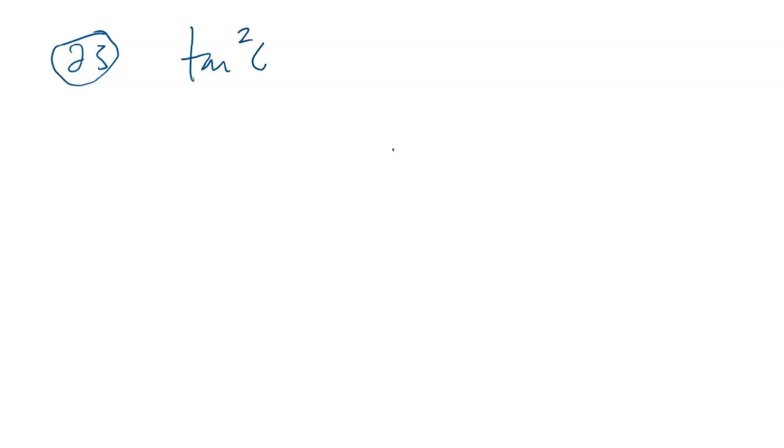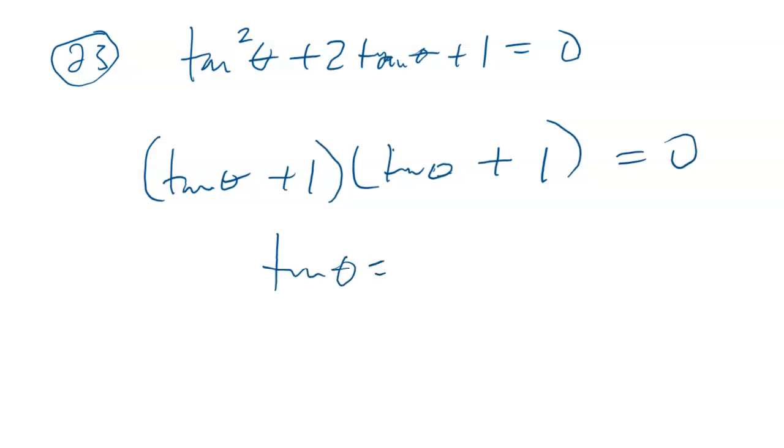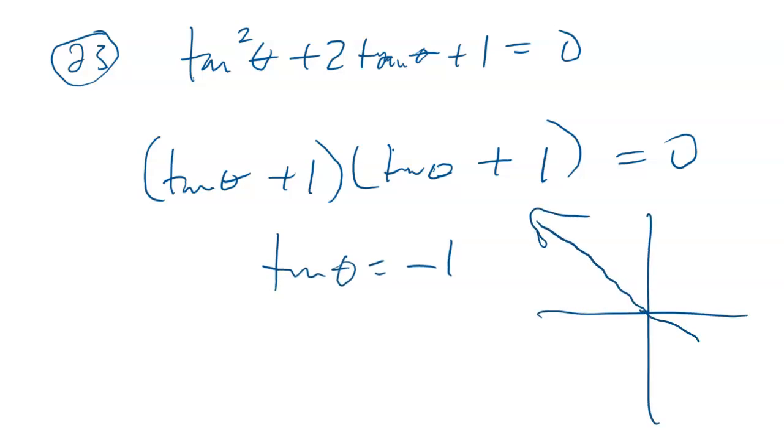Tangent squared theta plus 2 tangent theta plus 1 is equal to 0. Factor: tangent theta plus 1, I believe it factors into that. So I get tangent theta is equal to -1. On the unit circle, that's going to happen there, and that's going to happen there. This is 45 degrees, or pi over 4. But if you notice, our answers are pi apart, and we add another pi, and they're pi apart.